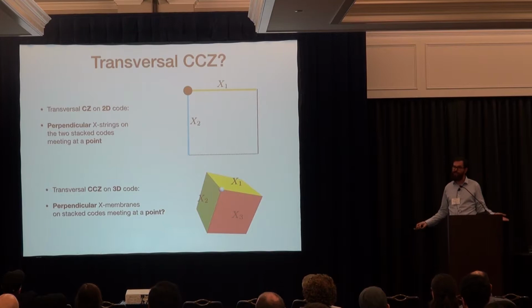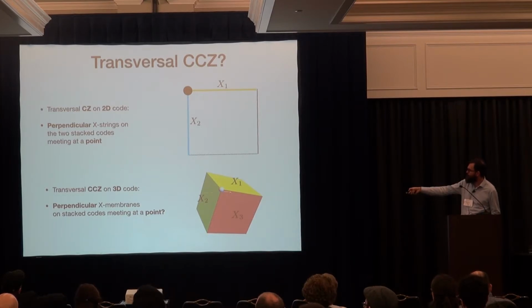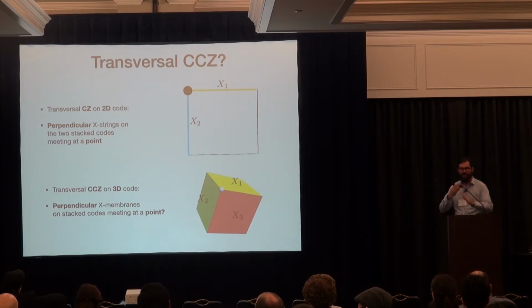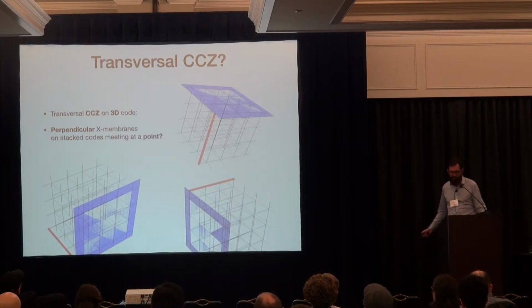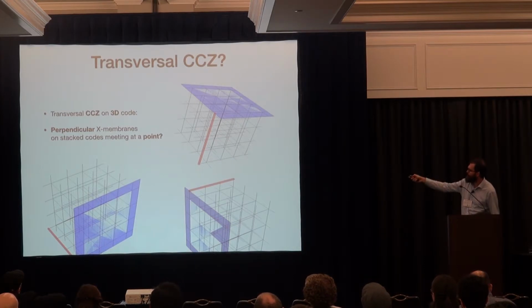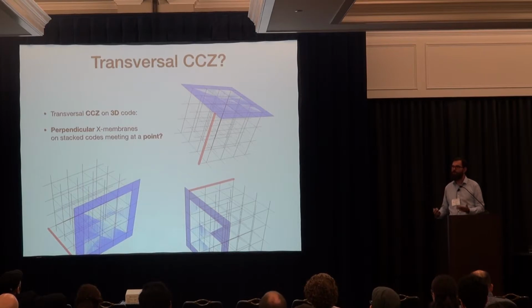So now, let's try the same construction. Let's take 3 copies of the code. Let's orient them at 90 degrees to each other. Again, these 3 planes, these membranes of logical X, will only meet at a point, and it should all work. That's all we have to do. Unfortunately, there's a problem. If we just take our code and naively rotate it 90 degrees and try and fit it back together, what you find is the qubits don't match up.